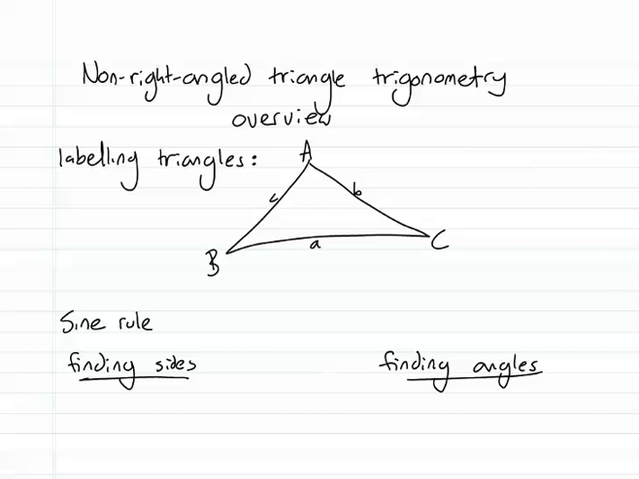The sine rule and the cosine rule can both be used for finding sides or finding angles in non-right angled triangles, and they've both got alternative versions, rearranged for finding sides and finding angles.